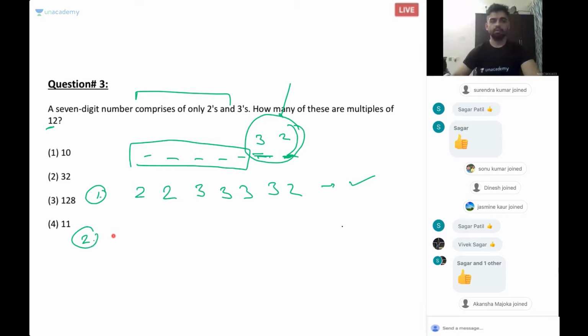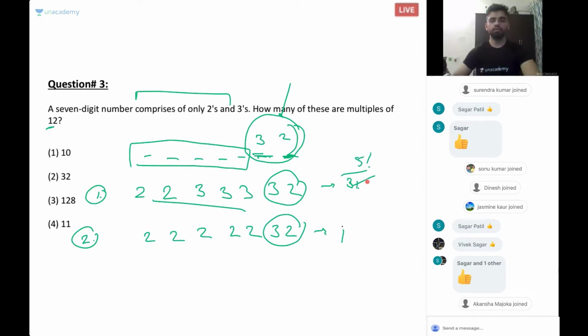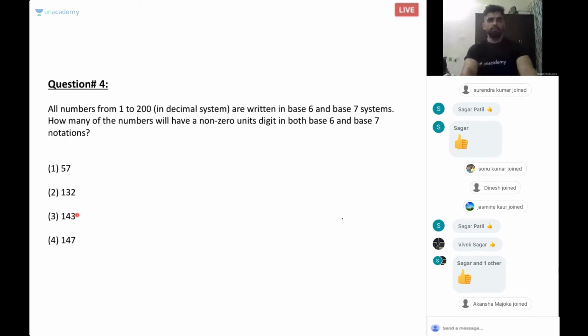Other case will be 5 2s here. Last की 2 position तो fixed है हमारी 32 की. This is one single case. And this is going to be 5 factorial upon 3 factorial into 2 factorial cases. That is 10 cases. So in total, I have 10 plus 1, 11 cases. There are 11 7-digit numbers that comprise of 2s and 3s such that these are multiples of 12. Okay. Let's move on to the next question.